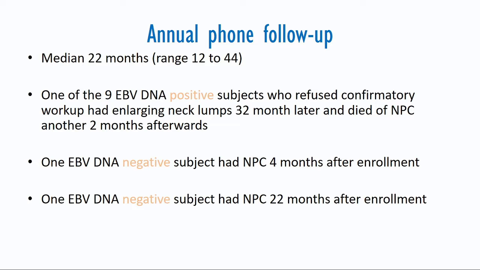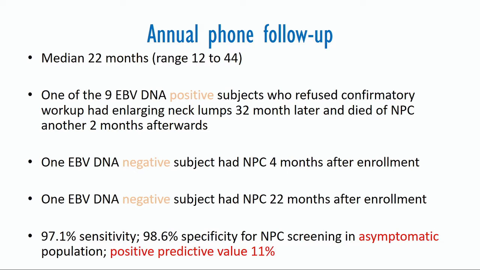But we're not so sure if we would have missed this case, because if we had enough funding, maybe we could have done another screening every 12 months, and maybe we could have picked up this case. So we don't know. Overall, the test had 97% sensitivity and more than 98% specificity, and this was NPC screening in an asymptomatic population, reaching a positive predictive value of 11%.